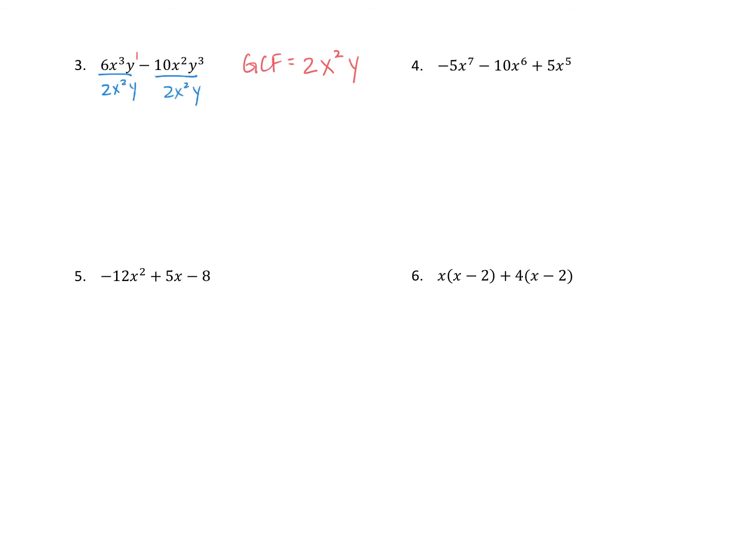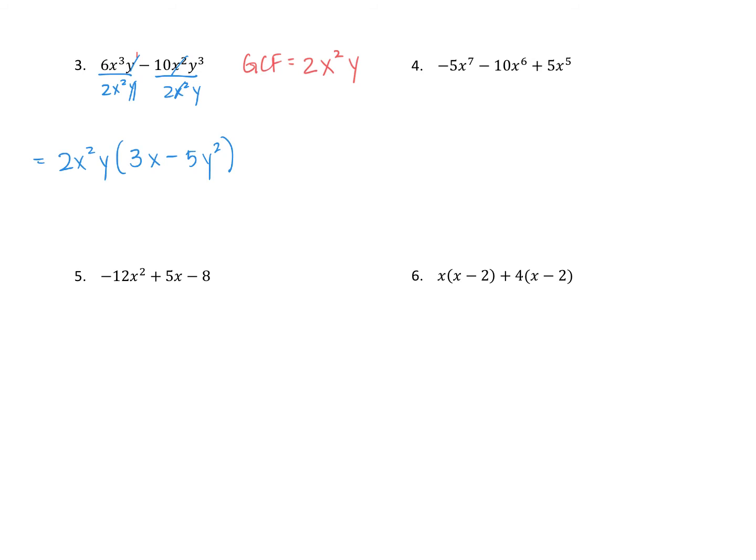Remember that when you're factoring out your GCF, you write your GCF first, open parentheses, and say what you have left after you factor or divide that out. So 6 divided by 2 is 3. X cubed over x squared is x. Y's cancel. Minus 10 divided by 2 is 5. X squares cancel. Y cubed over y leaves y squared.